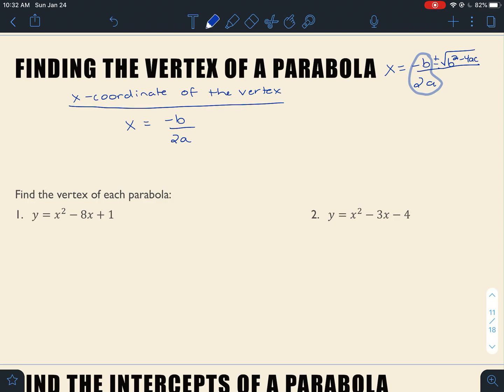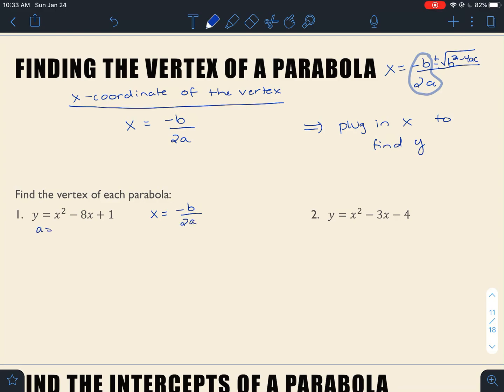by 2a. And then once you find the x-coordinate, you can plug in that x-coordinate to find y. So you can plug in that x-coordinate to find the y-coordinate. So again, for the x-coordinate of the vertex of a parabola, you use x equals the opposite of b over 2a. So find the vertex. y equals x squared minus 8x plus 1. Well, we're going to use the formula x equals the opposite of b over 2a.